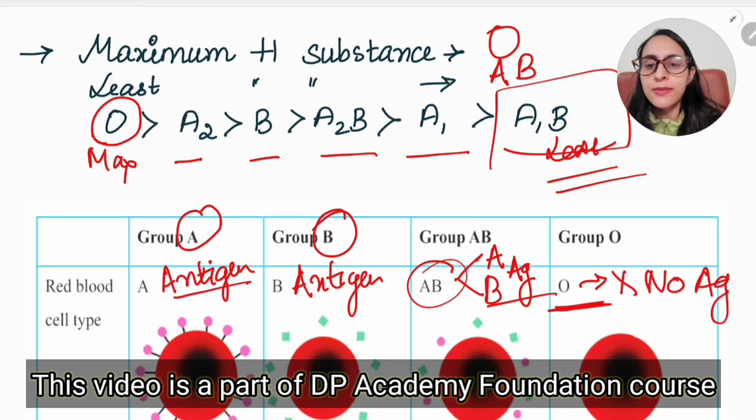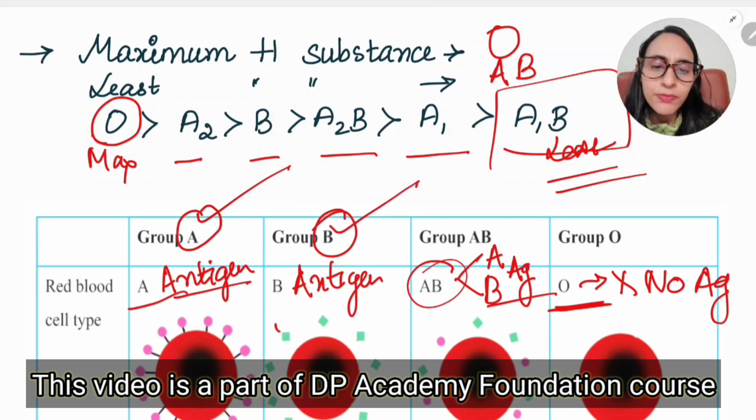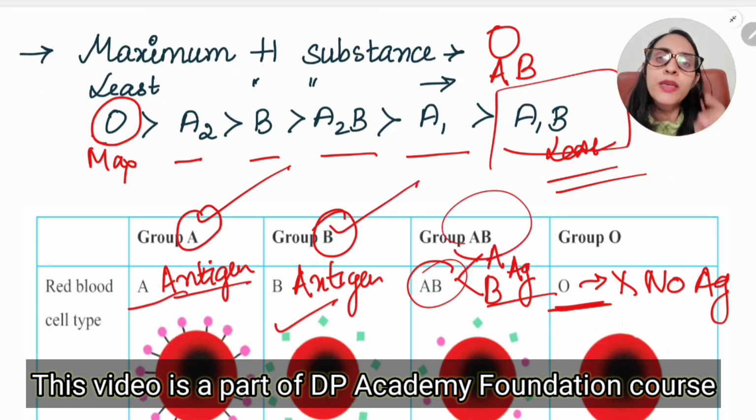Again, I'm going to repeat the same thing. A blood group means A antigen. B blood group means B antigen. AB blood group means A and B both antigen. And O blood group means no antigen.